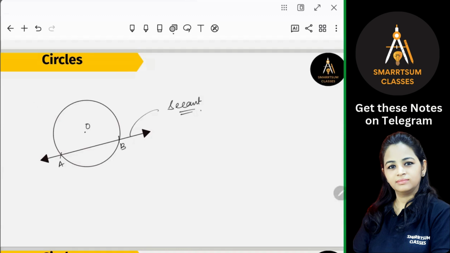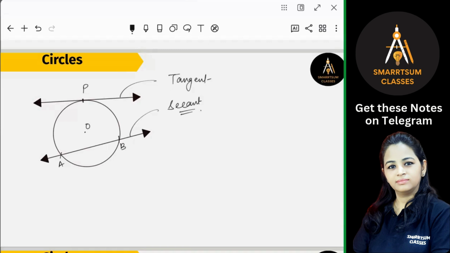For example, like this. So if there is a line which touches the circle at just one point, suppose this point is P, then this line is called a tangent to the circle. Is that clear? So there is a difference between tangent and secant. Secant intersects the circle at two distinct points, whereas tangent always intersects the circle in exactly one point.